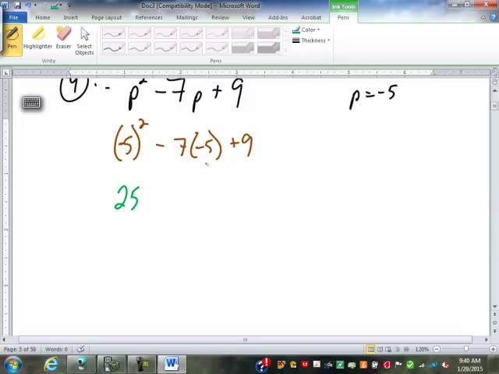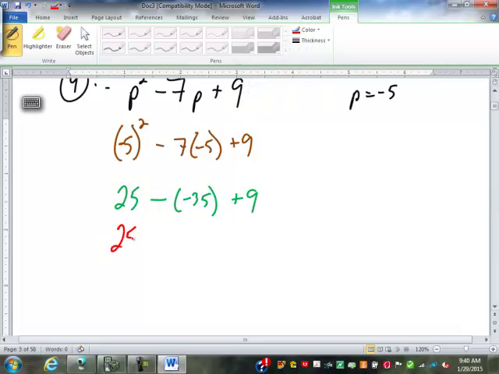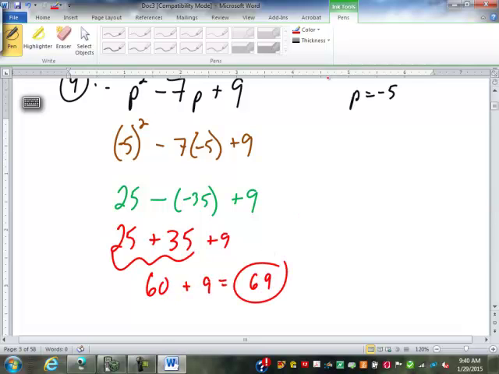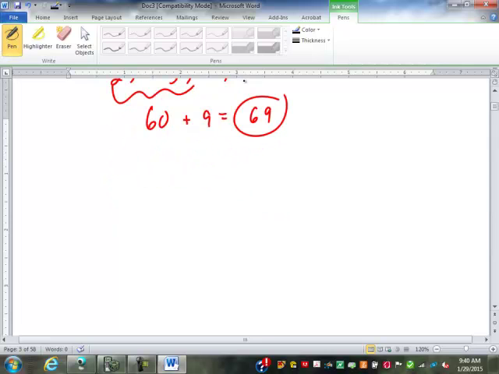Now we have 7 times negative 5, so it's a negative 35. So it's minus a negative 35 plus 9. So 25 minus a negative 35 becomes 25 plus a positive 35, which is 60, plus 9 is 69. Number 10.